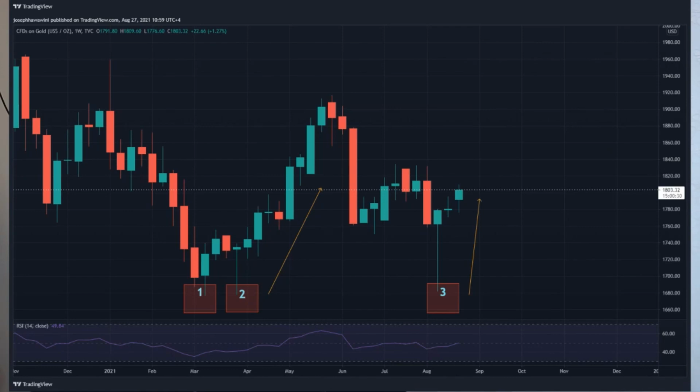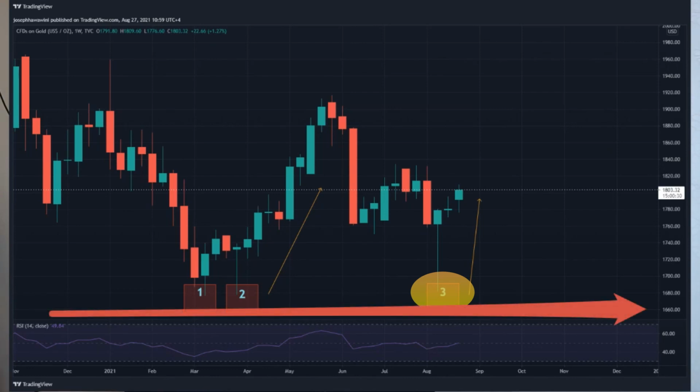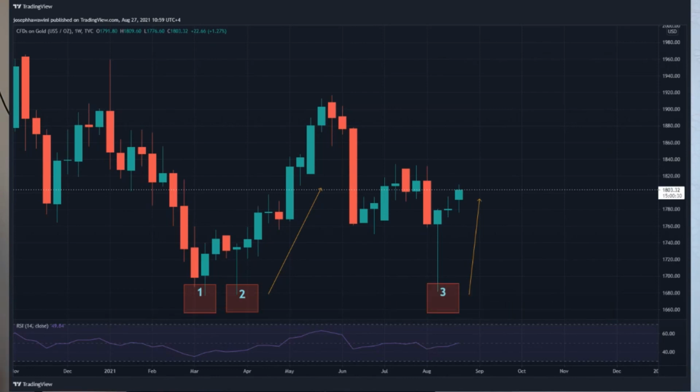The third one was the recent crash that happened in gold, and the price did get rejected from the 1680 level. You could see it on number 3, and then the price went up right after the candle closed as a confirmation of a triple bottom.